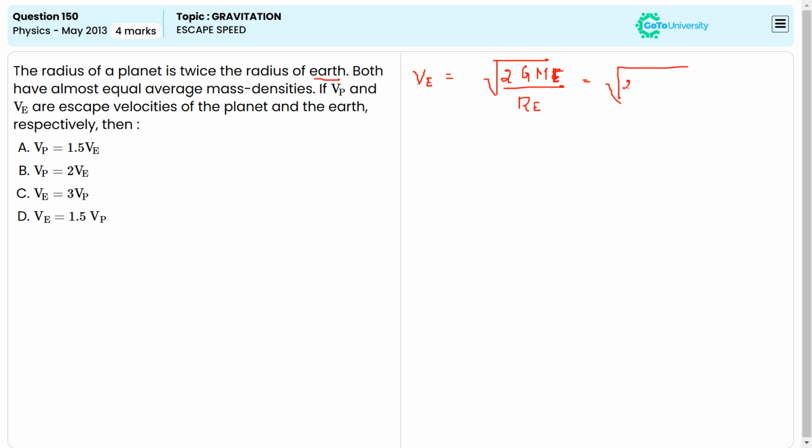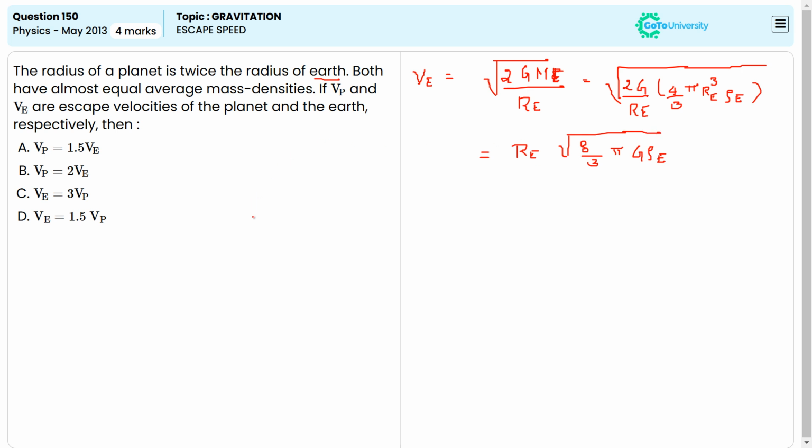Then if I substitute the values, with the spherical shape, it is the square root of 2G divided by RE times 4 by 3 pi RE cubed times rho E. If I simplify this, RE cubed under the square root becomes RE times RE squared, which cancels, and it becomes RE times the square root of 8 divided by 3 times pi G rho E. You get the value like this.